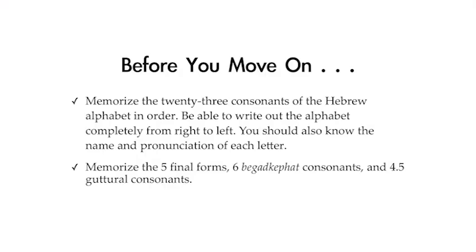So what must you do before you move on from this chapter? First, memorize the 23 consonants of the Hebrew alphabet in order. Be able to write out the alphabet completely from right to left. You should also know the name and pronunciation of each letter. Memorize the 5 final forms, the 6 Begad Kafat consonants and their pronunciation values, and the 4.5 guttural consonants.